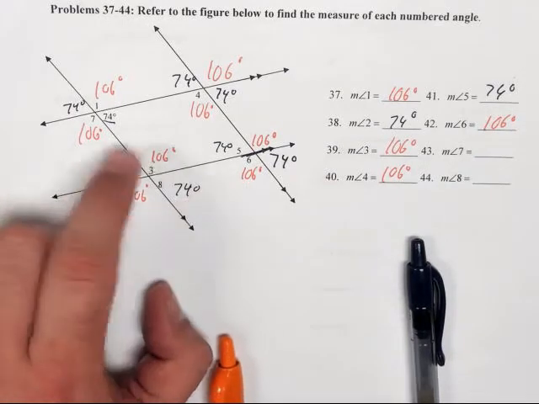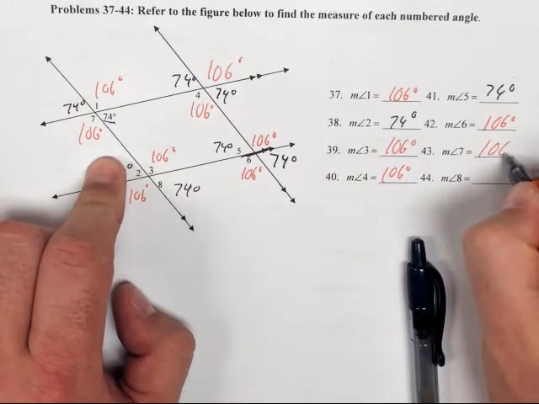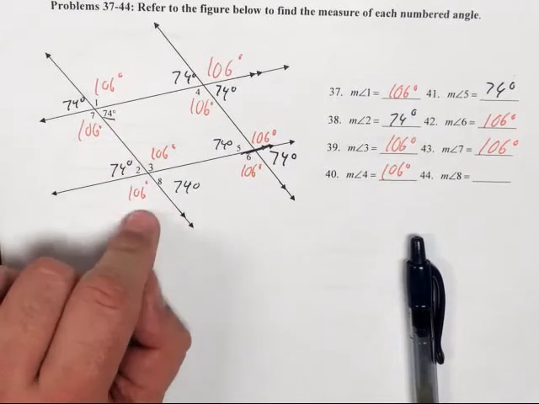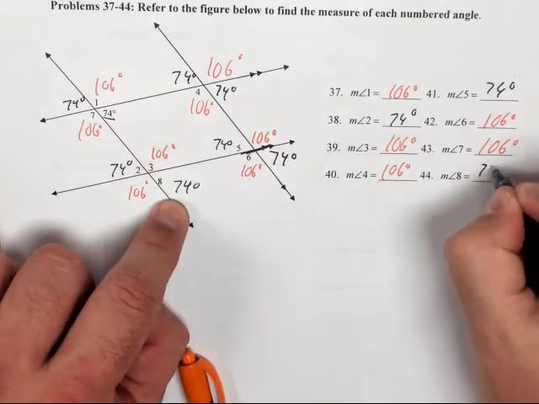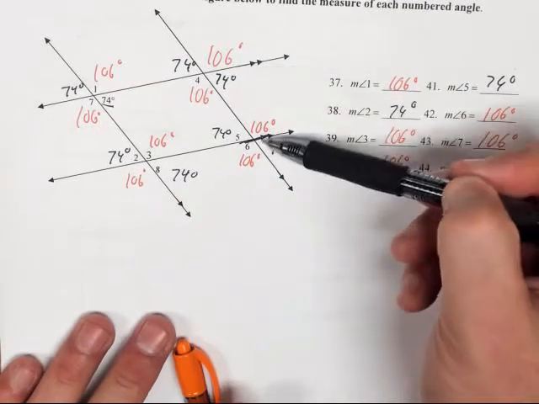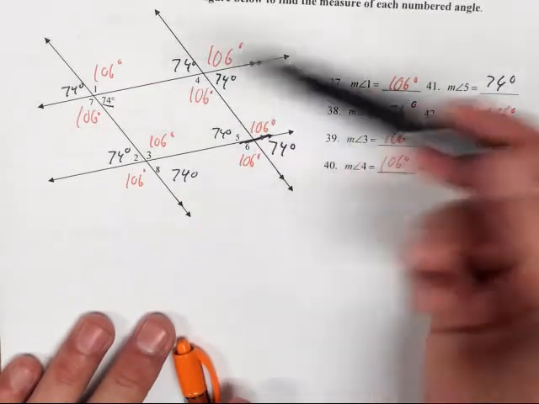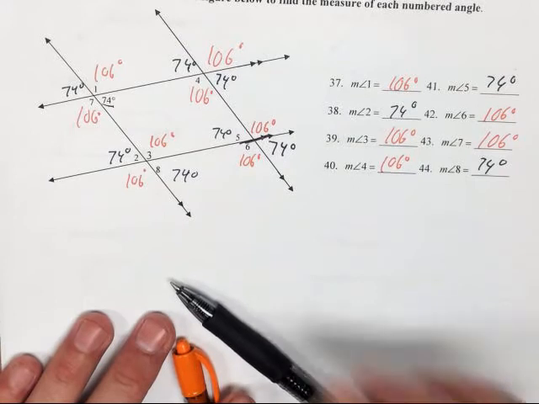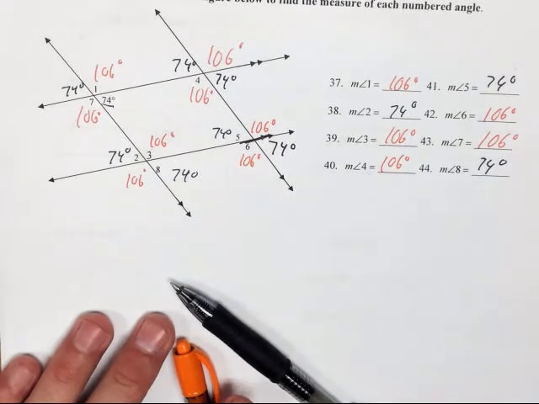Measure of angle 7 is 106. And measure of angle 8 is 74 degrees. Key thing to keep in mind whenever we have these two sets of transversals on top of each other, every acute, every obtuse are equal to each other. Makes it a lot easier to go all the way through without having to worry about all the specific rules.